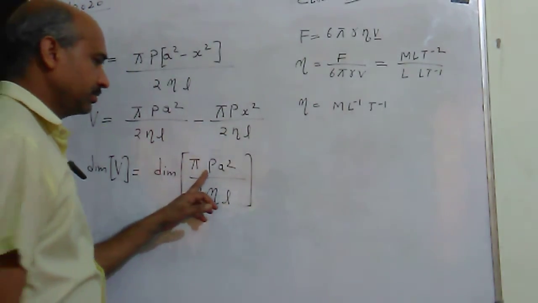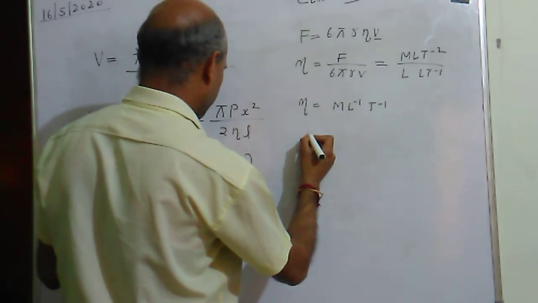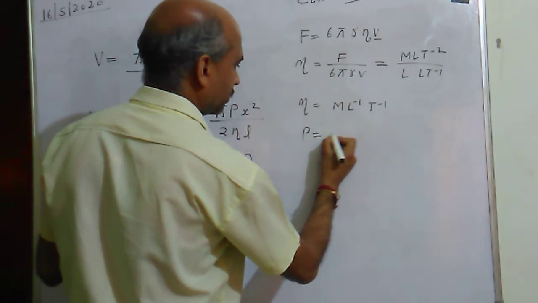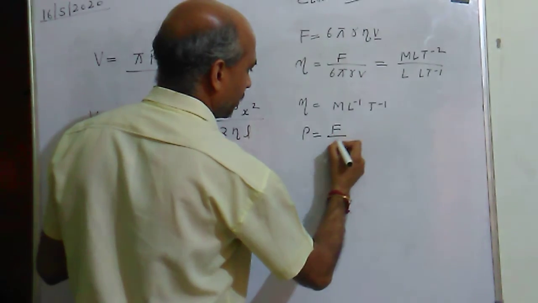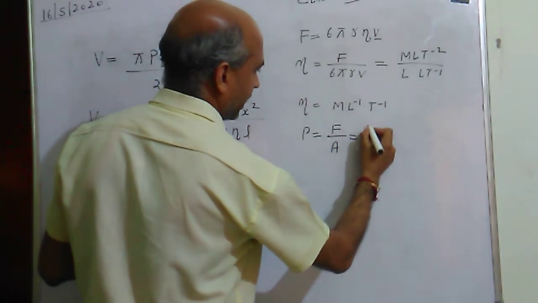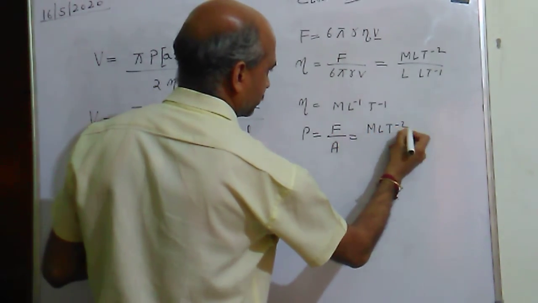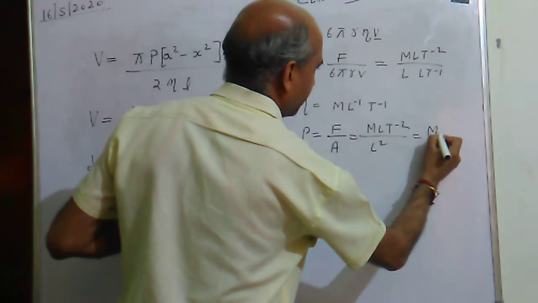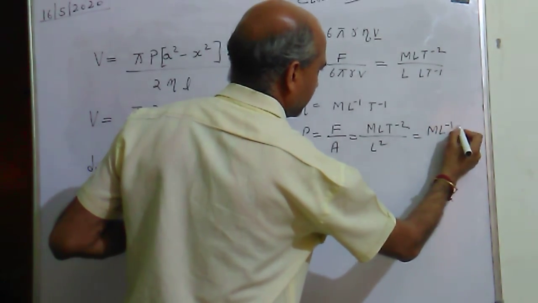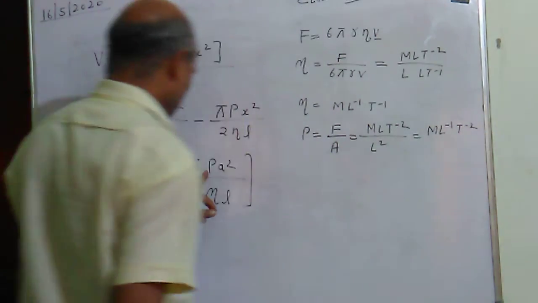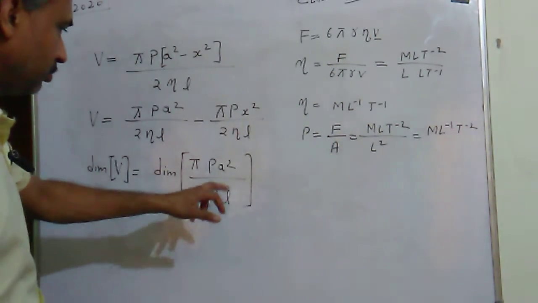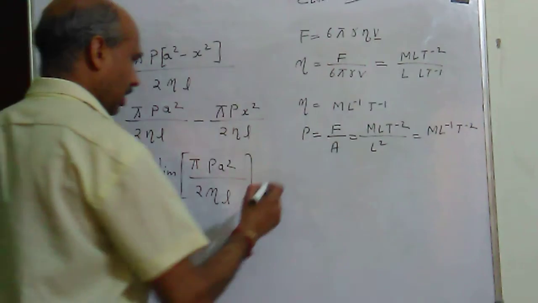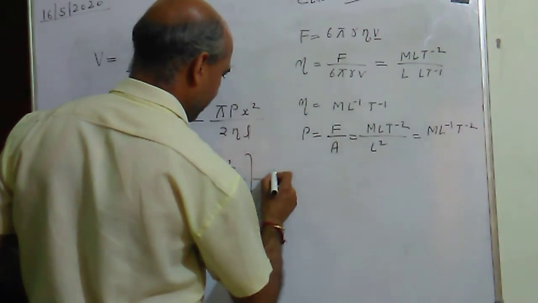P is the pressure. So what is the dimension of pressure? Pressure P equals force upon area. The dimension of force is M L T minus 2, and area is L squared. So we get M L minus 1 T minus 2. The dimension of L we can put directly here.